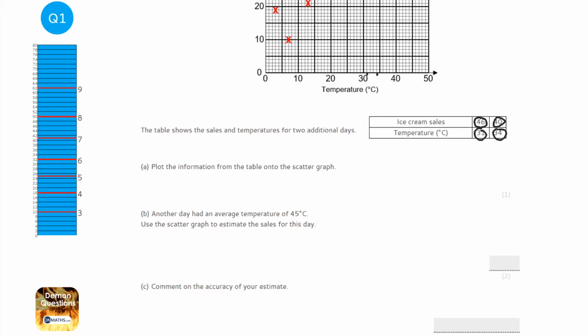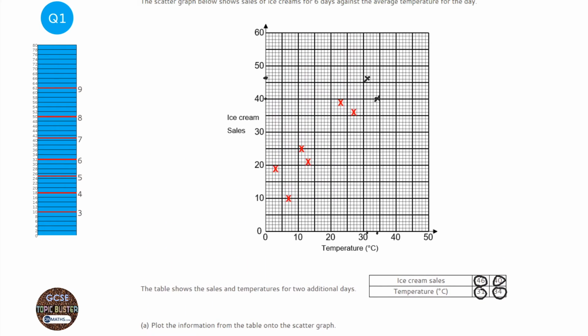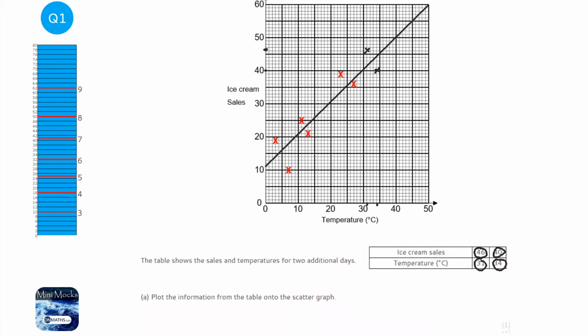Next question says, on another day, had an average temperature of 45 degrees. Use the scatter graph to estimate the sales of the day. Now, you need to get used to just drawing a line of best fit to any scatter graph that you come across. You will have to do it, okay? So just do it. Even if it doesn't ask you to, just draw a line of best fit. Now, a line of best fit is just a line that follows all the data like that. You should have roughly the same amount of data top and bottom, but it doesn't matter if it's not perfect, okay?